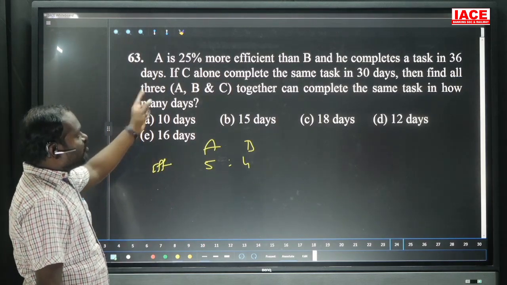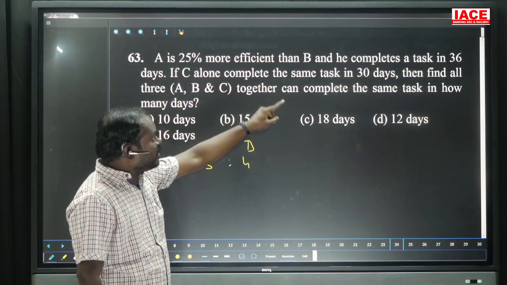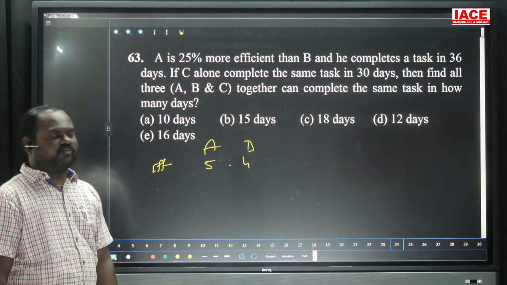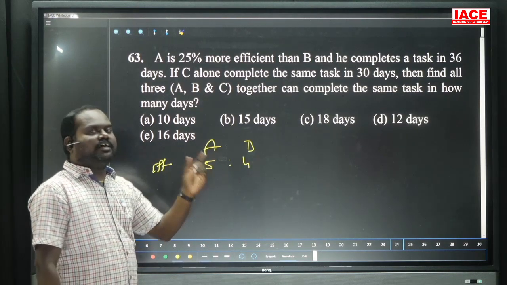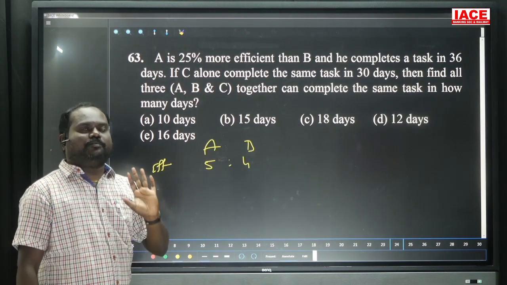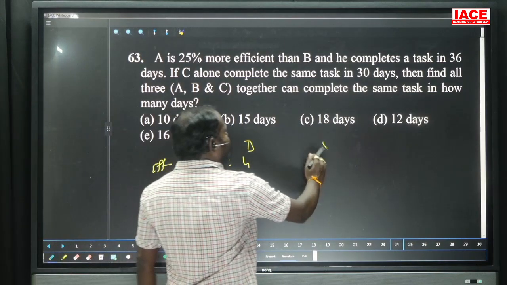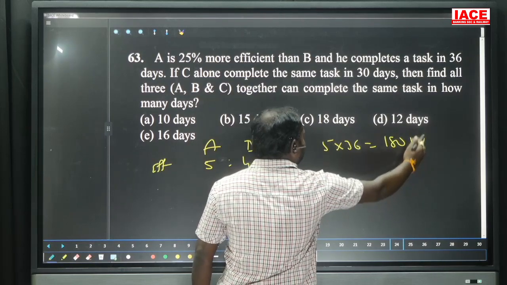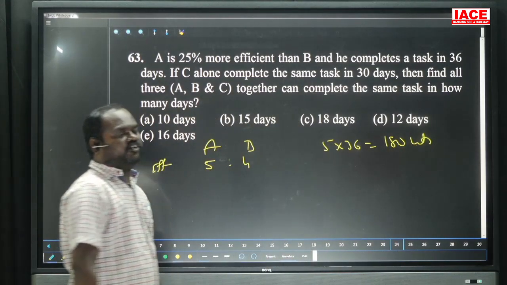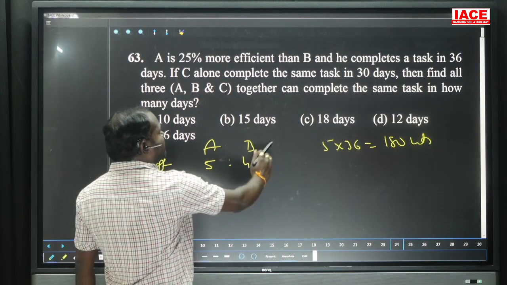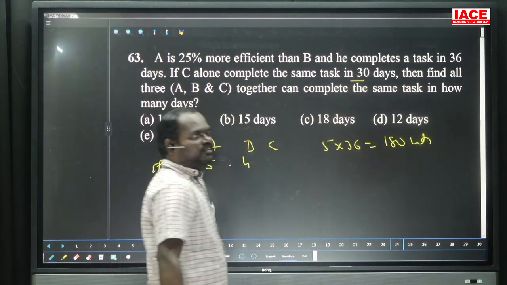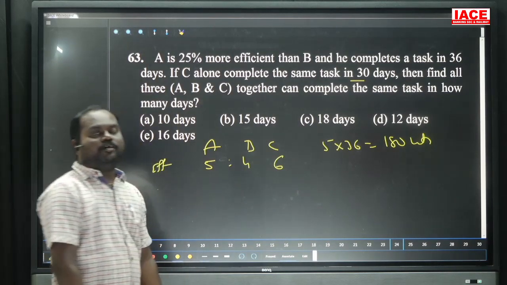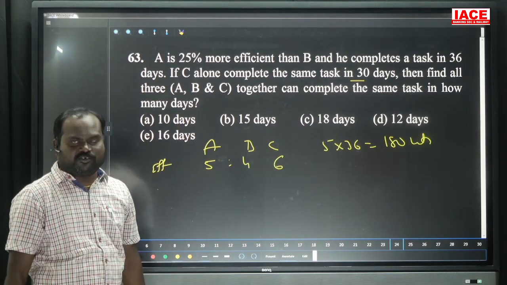A is 25% more efficient than B and he completes the task in 36 days. So A was taking 36 days. With 5 efficiency, he can complete the work in 36 days. That means total work is 5 into 36, that is 180 units. Now the same work C can complete in 30 days, so his efficiency will be 6. But the question is asking in how many days all together will finish the work.